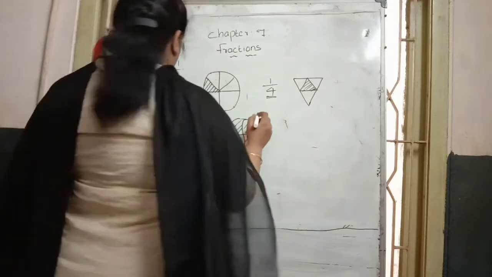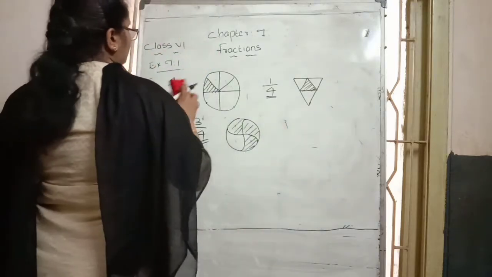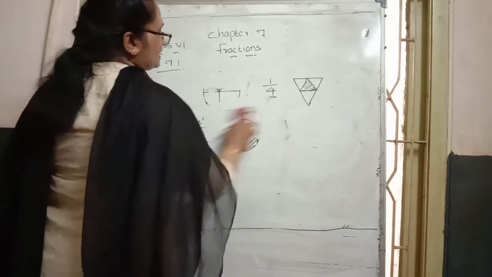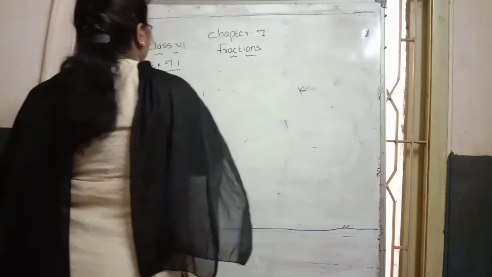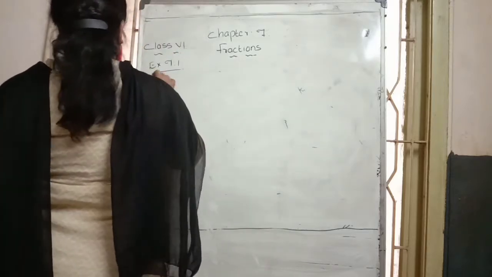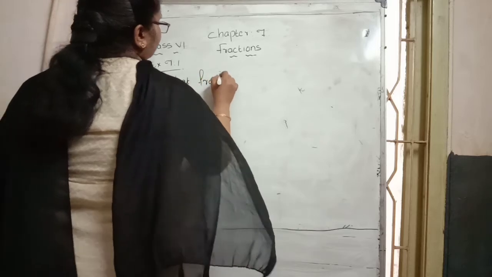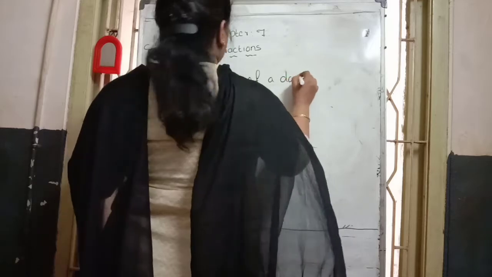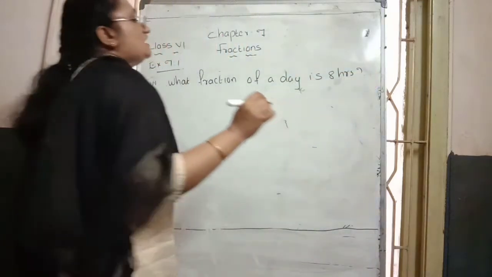The next question is the third question. There are some more different questions of this type in the textbook, all following the same model. Then the second Roman, third Roman. In the third Roman they ask: what fraction of a day is 8 hours?